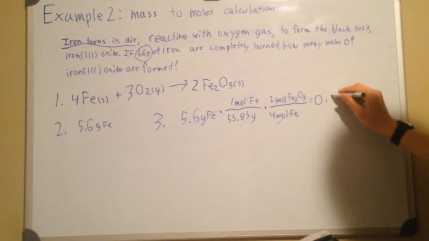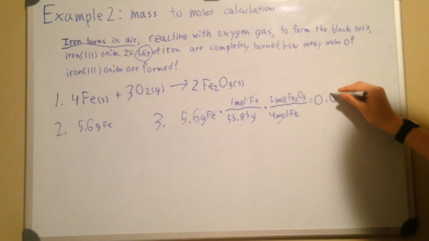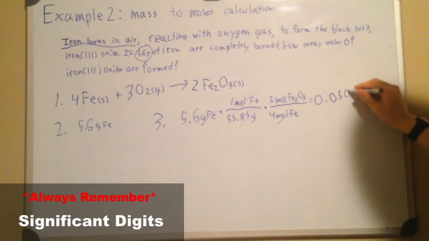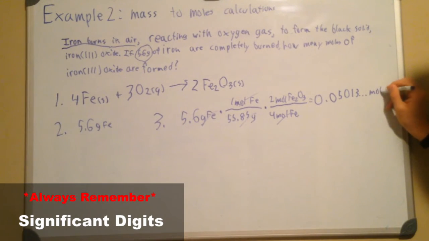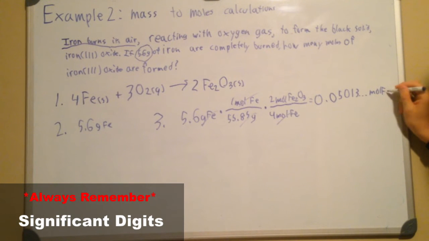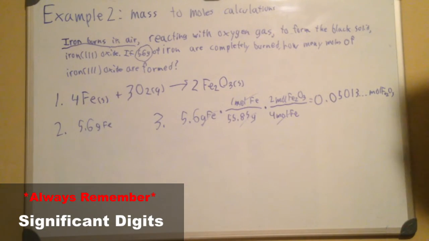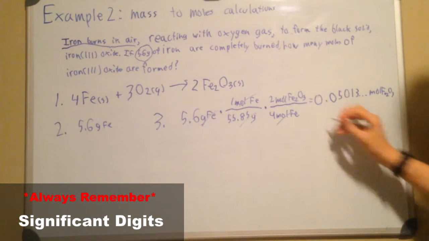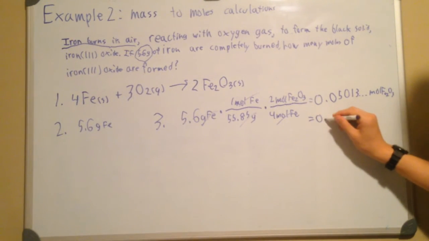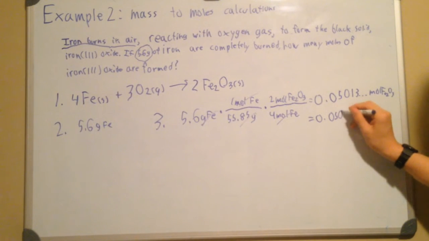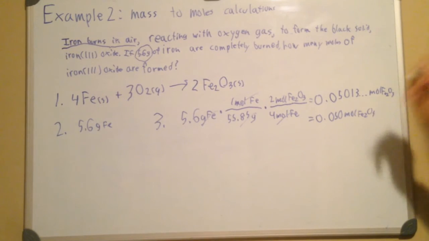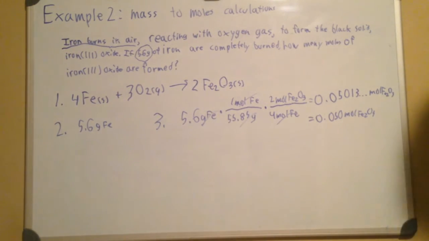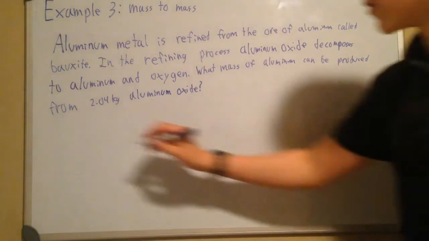Now, in doing this, make sure to remember sig digs. If we look back to the problem, we see we only have 2 sig digs. So although we get an answer of 0.05013, our actual answer is going to be 0.050 moles of iron oxide. And that's example 2. All we had to do is those exact same 3 steps that we can apply to all the different problems. Now let's move on to example 3.